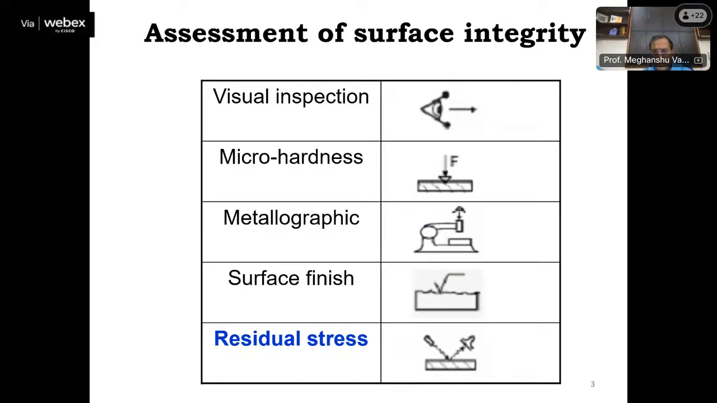The most important element is residual stress. I have repeated this several times. This most important element, residual stress, is assessed by the X-ray diffraction technique.